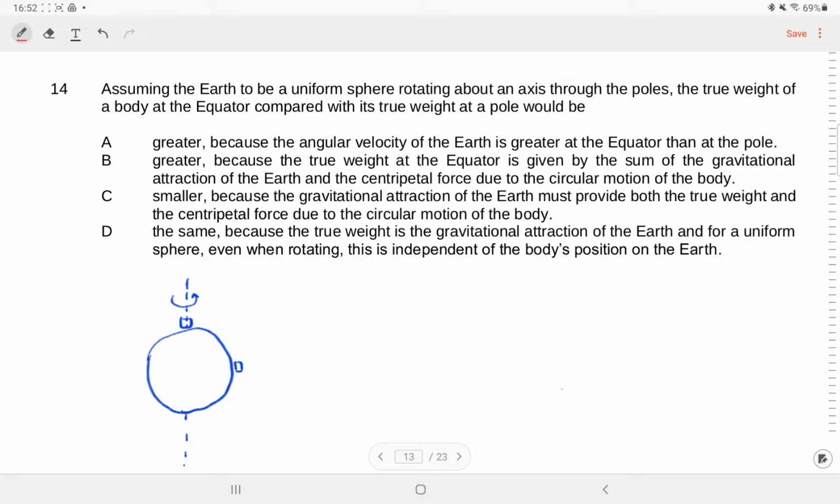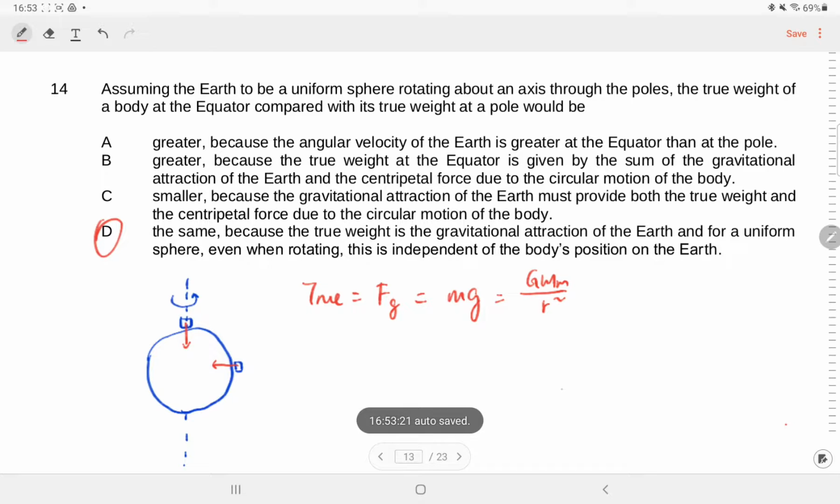How do they compare? Well, true weight is simply Fg. No complication about this. This simply equals mg, or you can write out GMm over r squared. So you see that at the equator and at the pole, if Earth is a uniform sphere, there's no difference in r, no difference in the capital M, and so on. So we must have the same true weight. No complication.